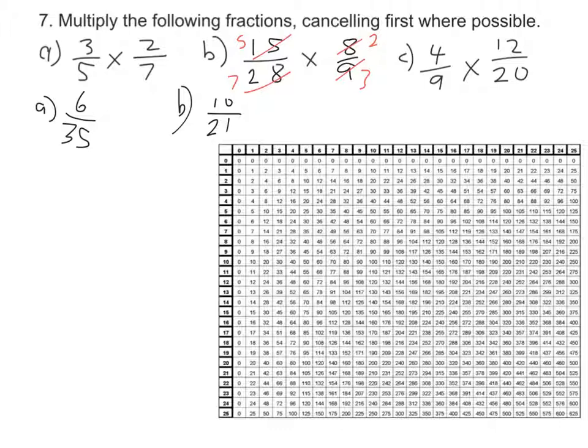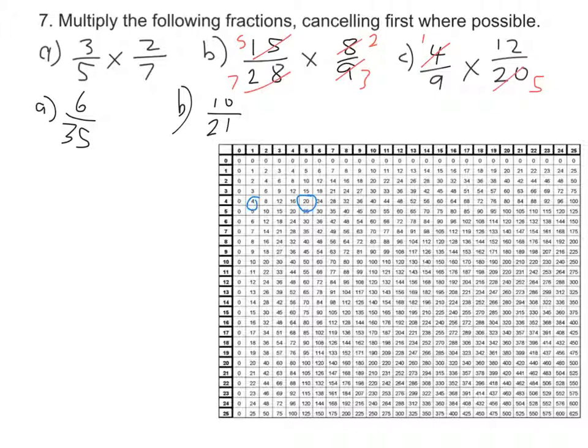Okay, so I need to find one number that goes into both the 4 and the 20 equally. I look at my times table and I need to find one number that goes into both numbers equally. So I have a look. I can see that there's a number 4 over here and the number 20 over here. So 4 divided by 4 is 1, and 20 divided by 4 is 5.